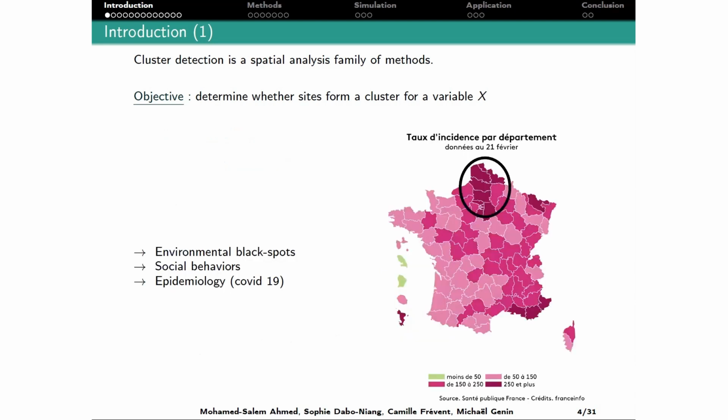This is the kind of data. Another example is if you would like to identify black spots, based on environment or health, etc.